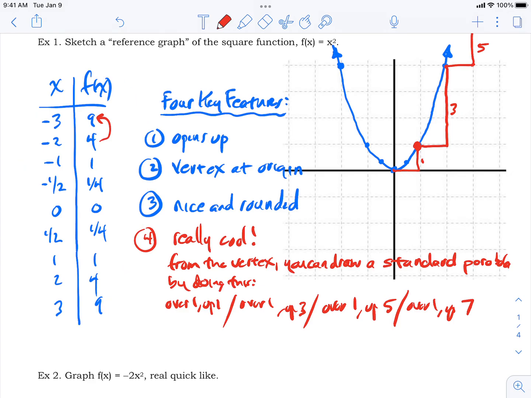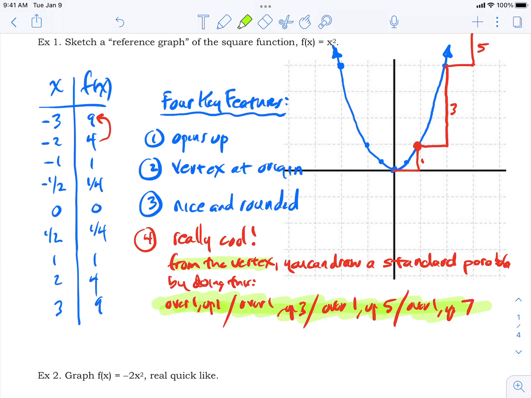Anyway, I'm going to use this a lot. If it's just an x squared, and I don't care if it got shifted, because when you start at the vertex, you can just go over 1 up 1, over 1 up 3, over 1 up 5, over 1 up 7 to get all the rest of your points. It works nice. Just try to be nice and rounded down there.